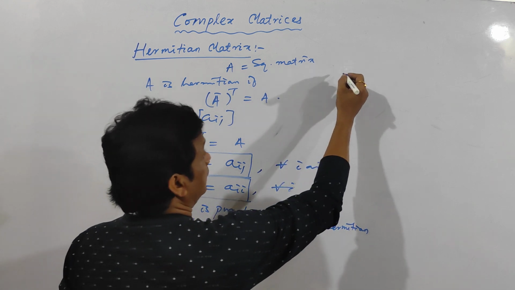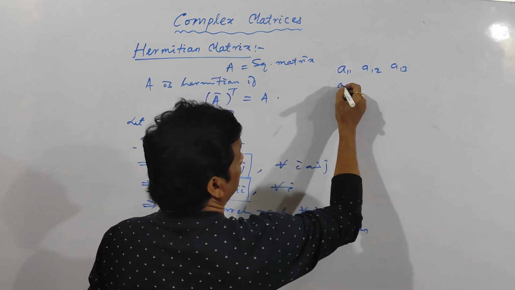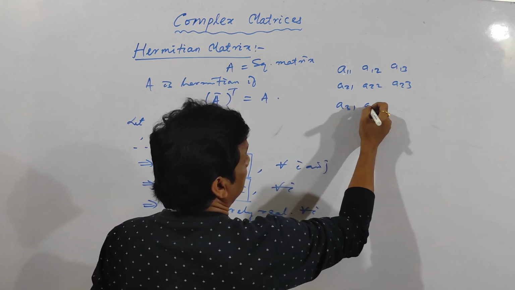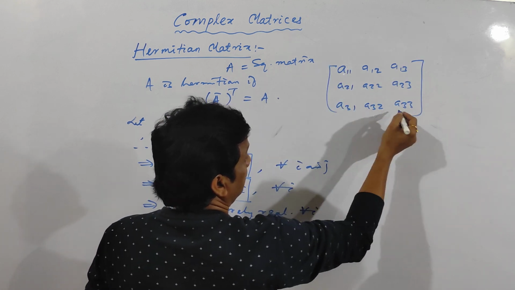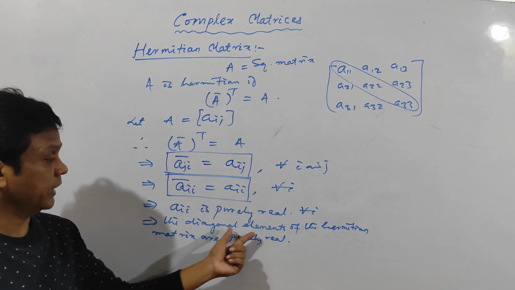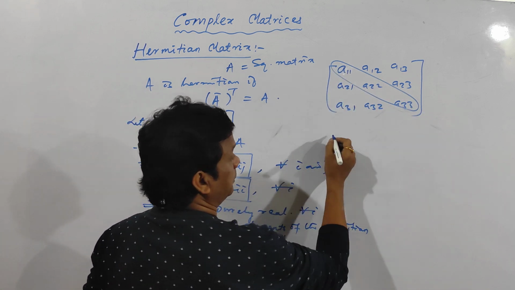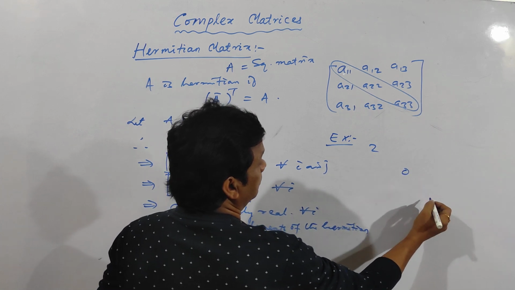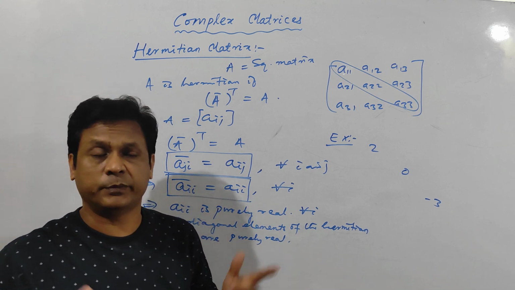See here, it is A11, A12, A13, A21, A22, A23, A31, A32, A33. And these are the real numbers. Already I have proved the diagonal elements of the Hermitian matrix are purely real. So these elements should be purely real. I have given an example: 2, 0, minus 3. Purely real means it may be positive, it may be negative, it may be 0.